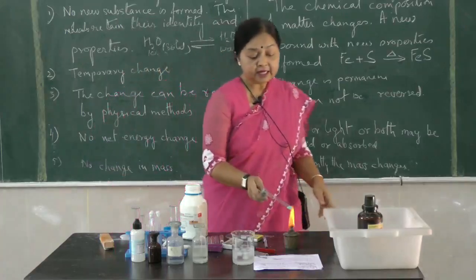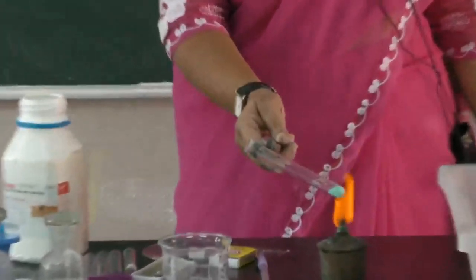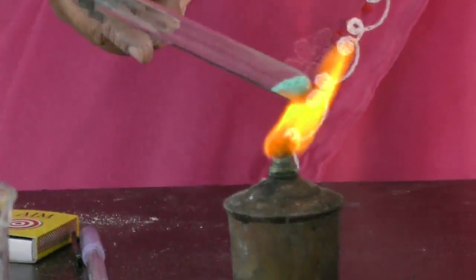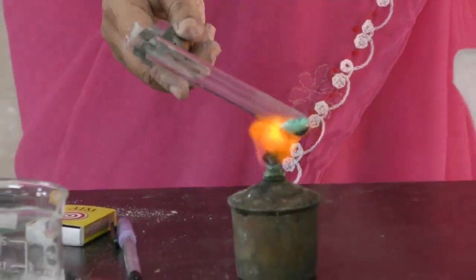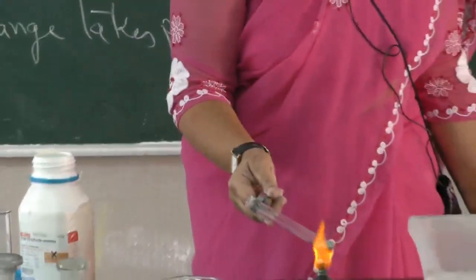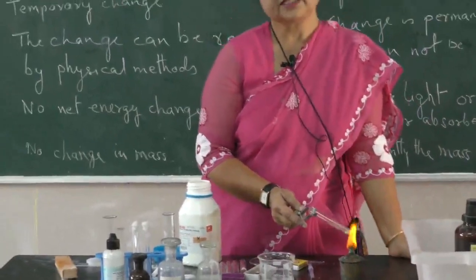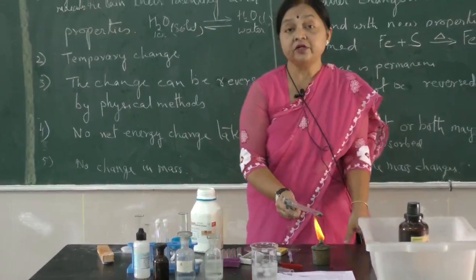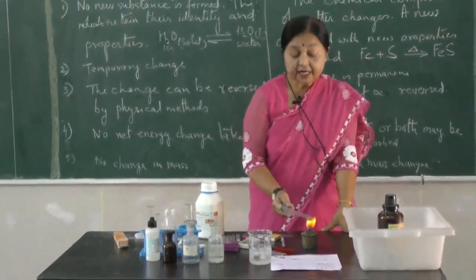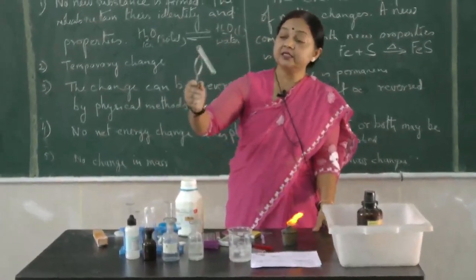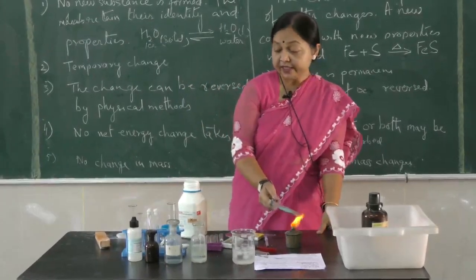Then next is energy change. It means either heat is lost or heat is absorbed. Suppose when I am heating copper carbonate, this heat is absorbed. You can see that it is changing to black. The reaction is copper carbonate converts into copper oxide and carbon dioxide. There is a gas evolved also. If I pass that gas through lime water, it would turn milky. That means the gas evolved is carbon dioxide. The copper carbonate is turning to black.